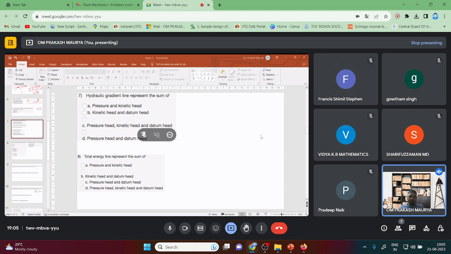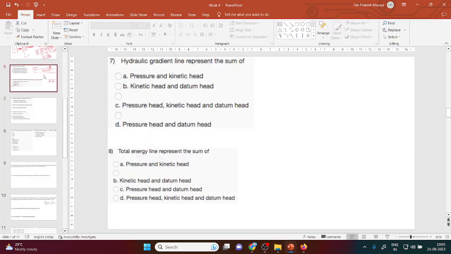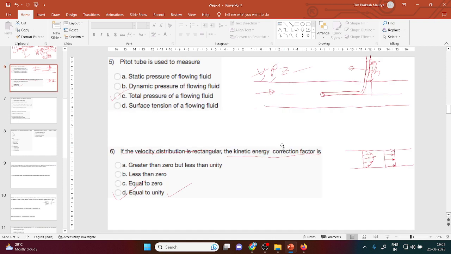Yes, sir. Okay, please go through question number 7. The hydraulic gradient line represents the sum of what? So actually, that pitot tube question was incomplete, isn't it? Yes, the pitot tube question. Okay, in that question we just missed out, right? This one? Yes, sir. Okay.